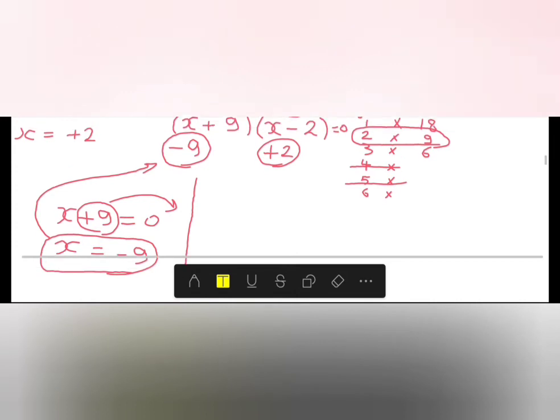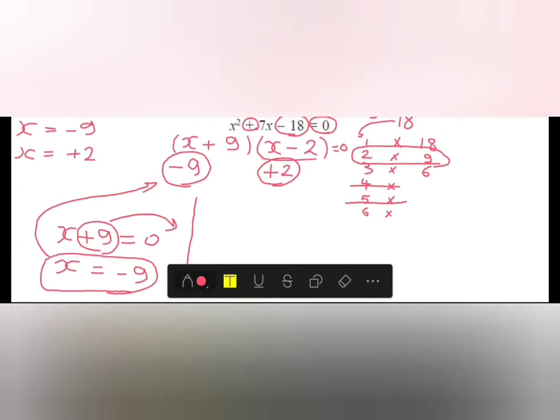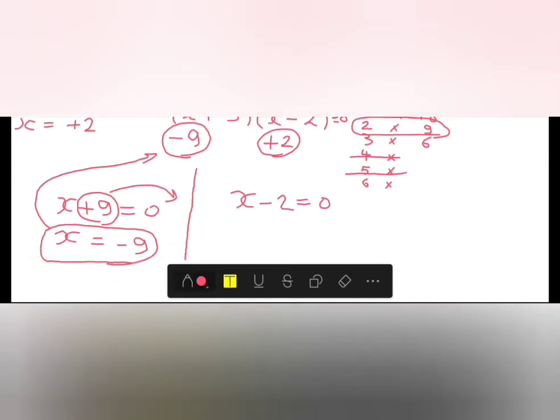And then I'm going to take this bracket here, x negative 2, and make it equal to 0. So x negative 2 equals 0. And then I'm going to take the negative 2 to the other side. So x equals what? Very good, positive 2. And this is the same answer I got with the fast method.